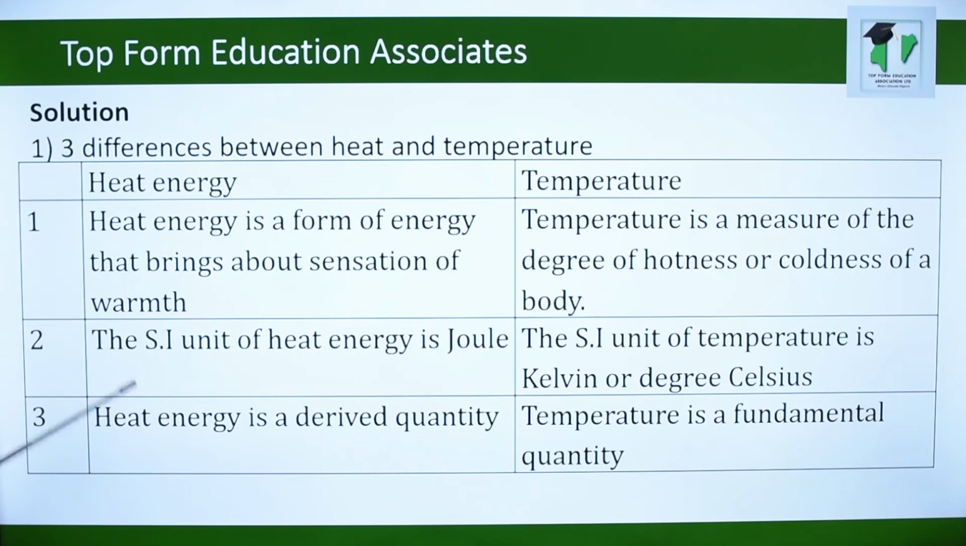Now, under heat energy, the SI unit of energy is joule, while the SI unit of temperature is Kelvin or degree Celsius. Number 3, under heat energy is a derived quantity, while temperature is a fundamental quantity. You can still find other differences by yourself as you make more research on this.